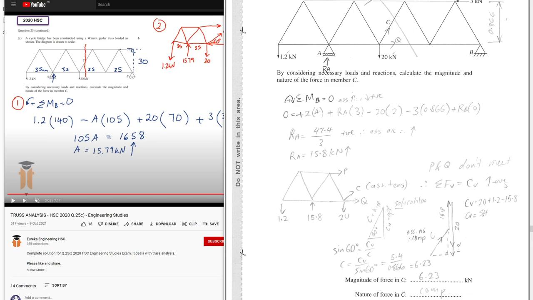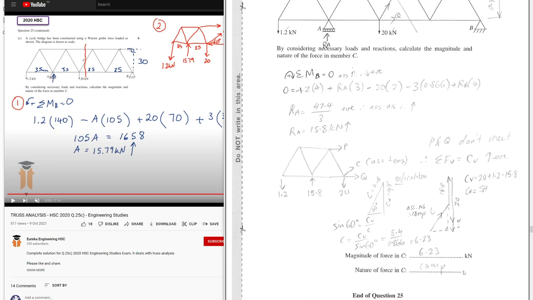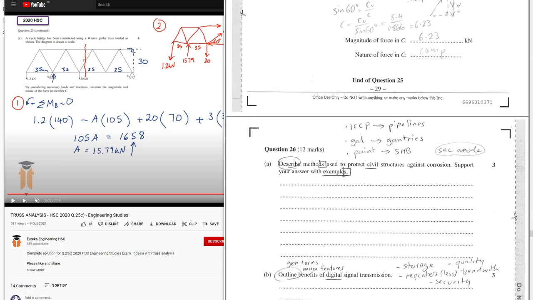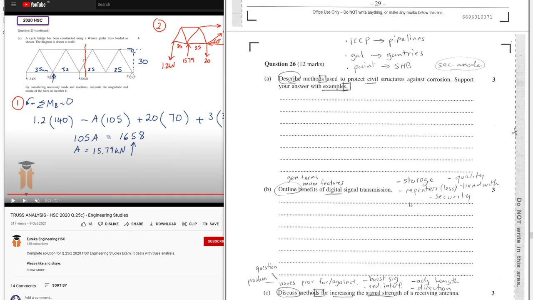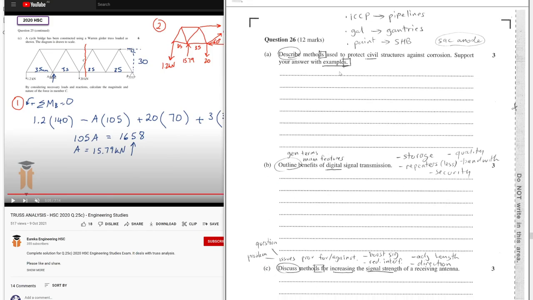So what we do is we find the sum of the vertical forces. The sum of the vertical forces equal 5.4, and then if that's the vertical component of C is 5.4, well, we know C has to be bigger because it's a hypotenuse. How much bigger? Well, we divide by the DISCO number, and that gets us 6.23. If that was too fast, you need to go and watch this video here where he'll explain it over 7 minutes. I don't want to spend 7 minutes talking about it. Okay, so we've got to describe the methods used to protect civil structures against corrosion.